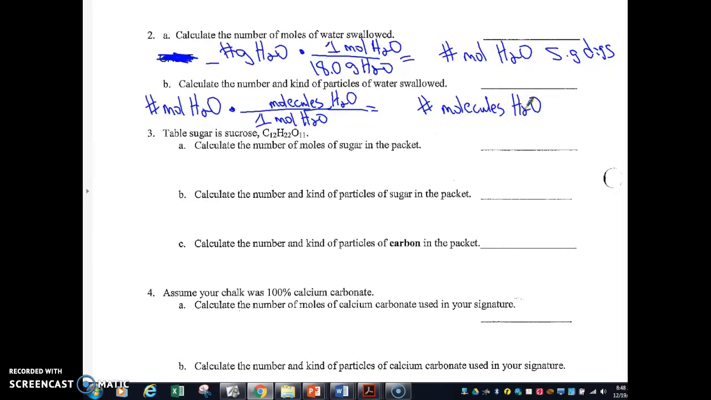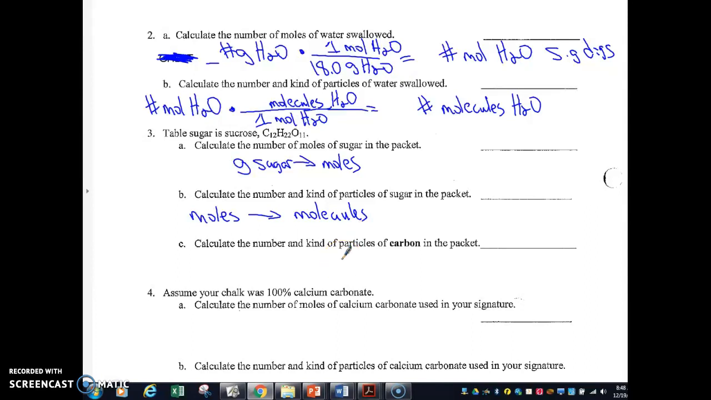Now the next part, table sugar is sucrose, C12H22O11. Calculate the number of moles of sugar in the packet. You're going to go from grams of sugar to moles, using the conversion factor similar to the one above. Then you're going to go from moles to molecules, using Avogadro's number again.